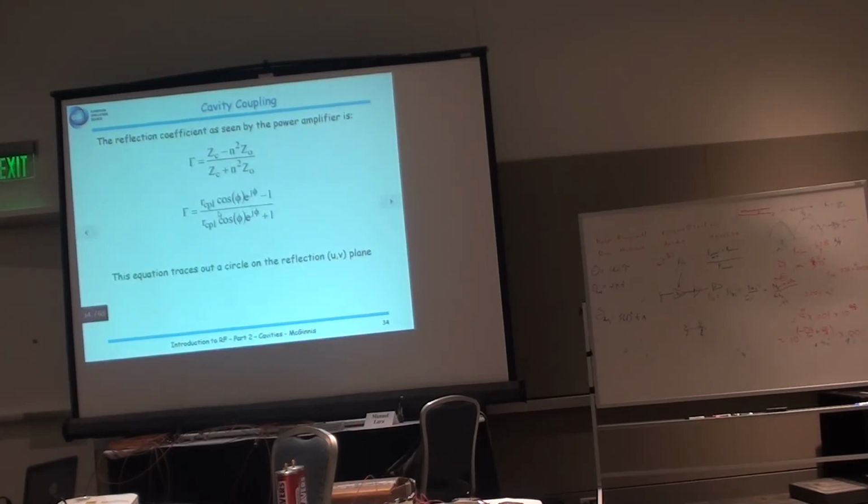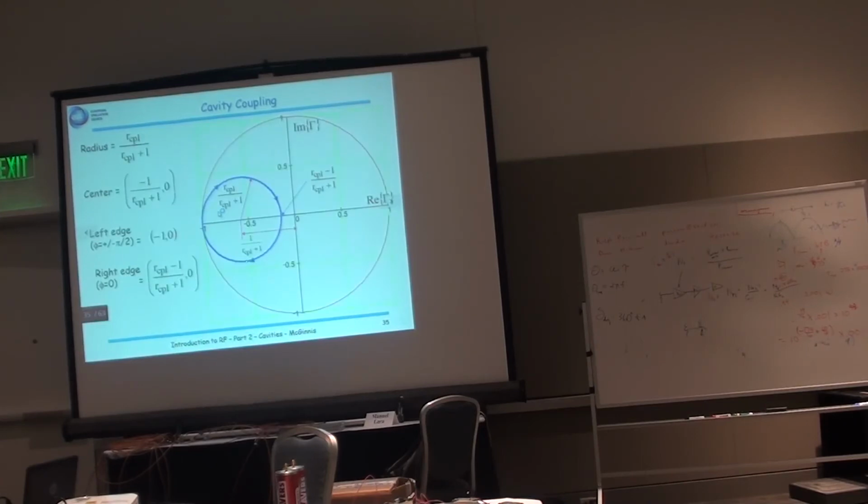So the reflection coefficient, as seen by the power amplifier, is given by the cavity impedance, given by the transformation of the transmission line up, and you can then substitute this in. You can see your reflection coefficient. This is the cavity impedance. This is the characteristic impedance of the transmission line. This traces out a circle on the UV plane. And here's the circle that it traces out on the gamma plane.